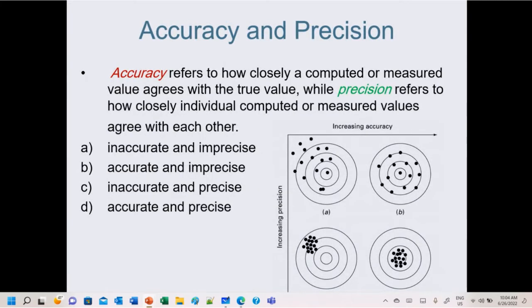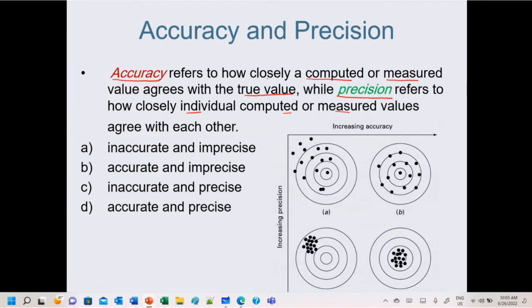The first thing that we have is accuracy and precision, something that we have taken earlier in CHEG 111 as well and PHYS 111. Just a revision of it. Accuracy refers to how close a computed, calculated, or measured value is to the true value. So how close something is to the true value, that is a measure of the accuracy. While precision refers to how closely individual values or measured values are to each other.